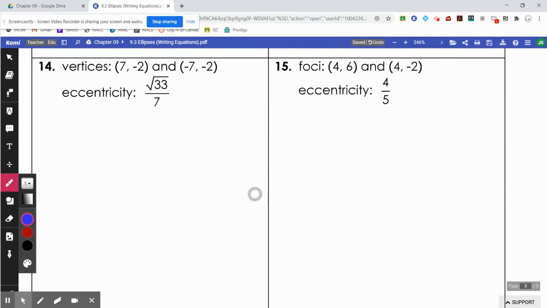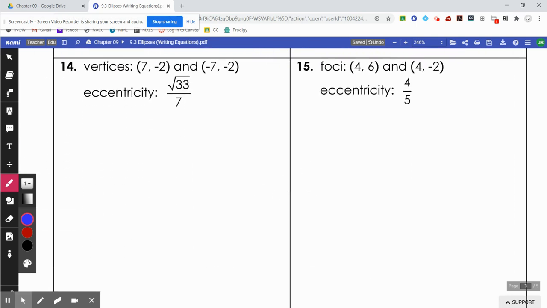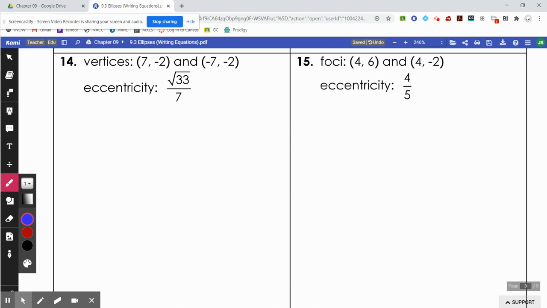Number 14, you have vertices at (7, -2) and (-7, -2), and those are going to be horizontal of each other. So therefore, since that's your vertices, that's on your major axis, this will have a horizontal major axis. And this one's kind of different. It gives you an eccentricity here.